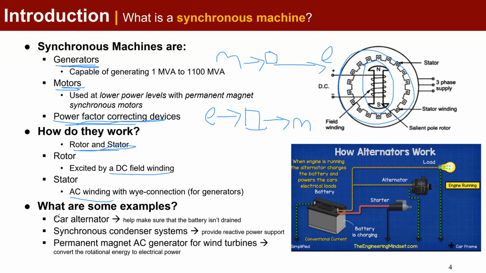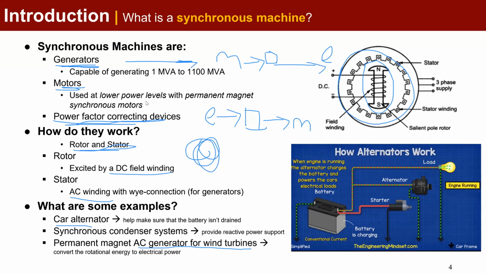So what are some examples of this? Well, there's a car alternator. I'm sure you've heard of that. Maybe an AC generator for a wind turbine, right? It takes in the mechanical power of the turbine spinning, and then it outputs some electrical power for the grid.